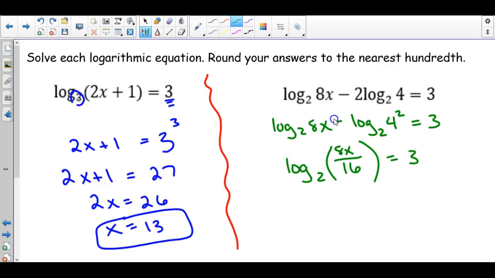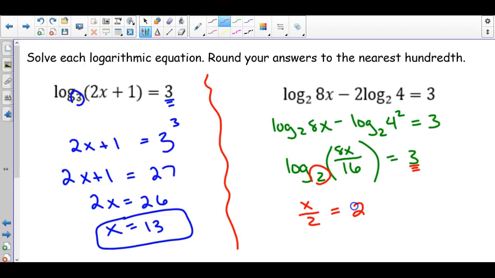So all I did there is I turned the minus sign into a quotient, which was another log property, and the 8x would become my numerator, and the 4 squared, which is 16, would become my denominator. And now what I could do is rewrite this in exponential form. 2 is my base number, and 3 is the exponent. The left-hand side, the log is going to go away. Instead of having 8x over 16, I'm going to simplify this. 8 over 16 is a half, so I'm going to write it as x over 2. Okay, so it's the same thing as 1/2 x.